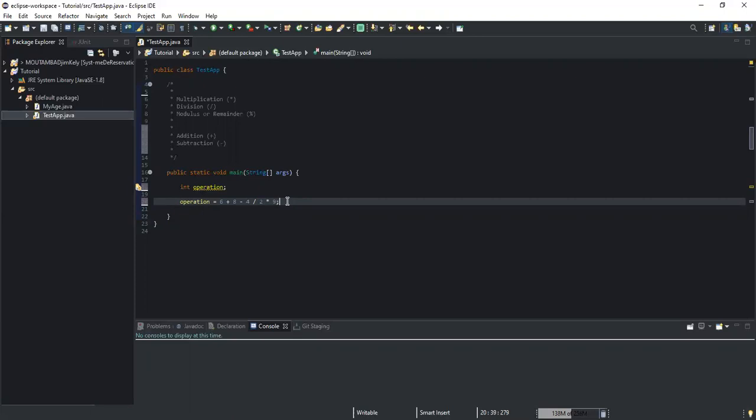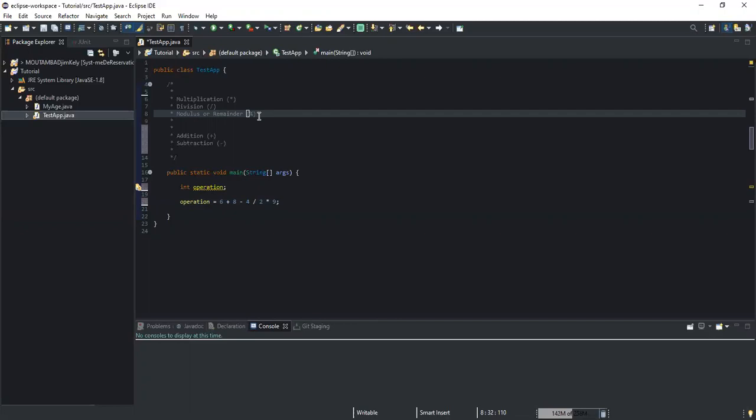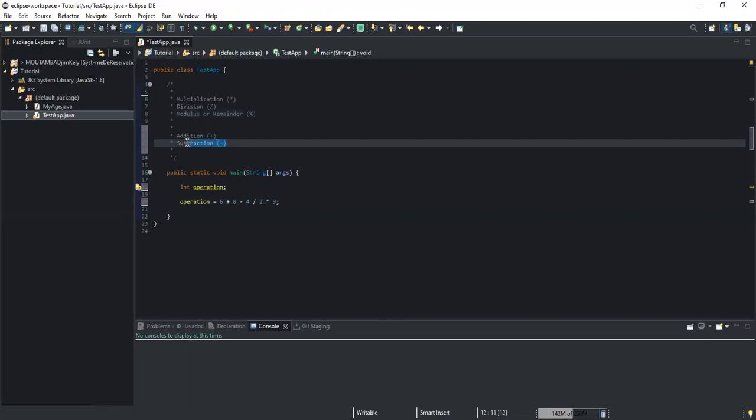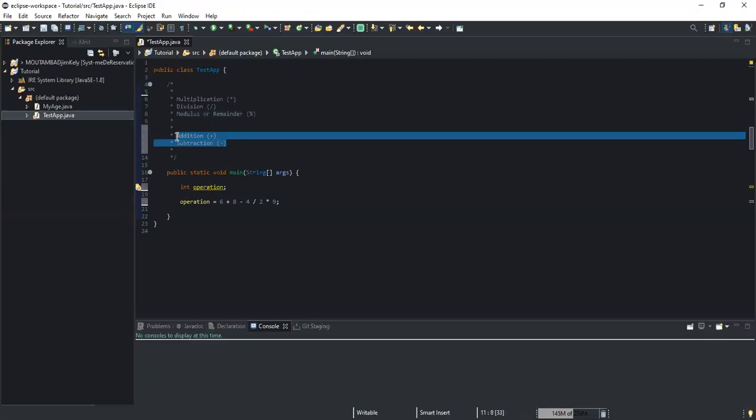So how is the order of precedence applied? It is applied by respecting two rules. So the first rule is that the multiplication, division, and the modulus operators have a higher level of precedence over the addition and the subtraction operators.